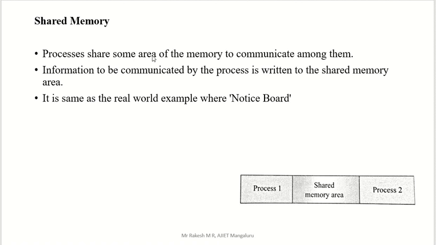Processes share some area of the memory to communicate among them. Information to be communicated by the process is written to the shared memory area. So if P1 wants to send some information to P2, it can't send it directly to P2. Process 1 should put that information in this shared area, then P2 can take that information from this area.